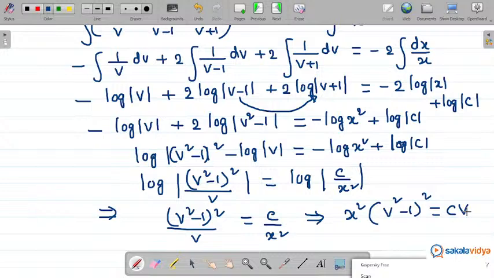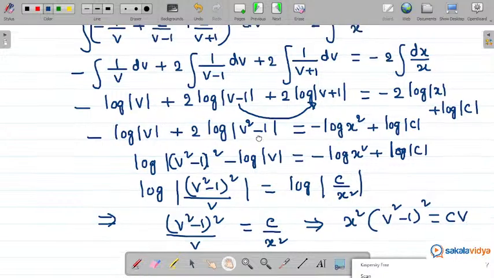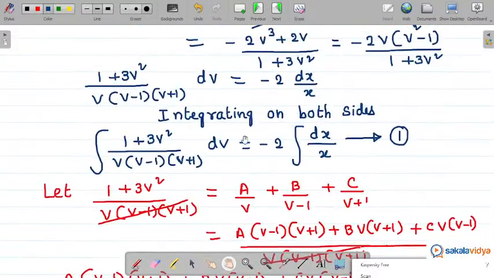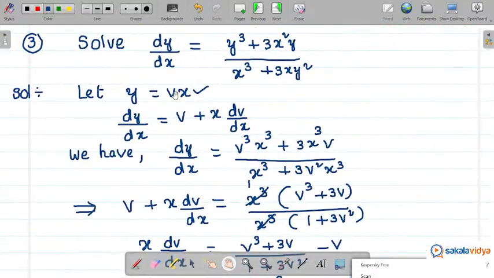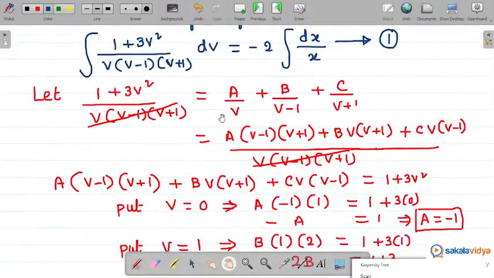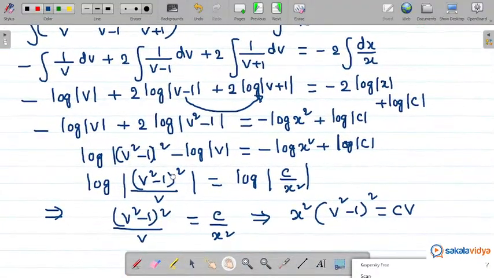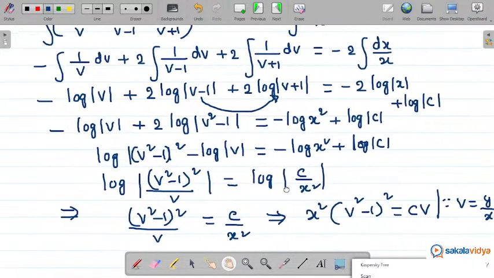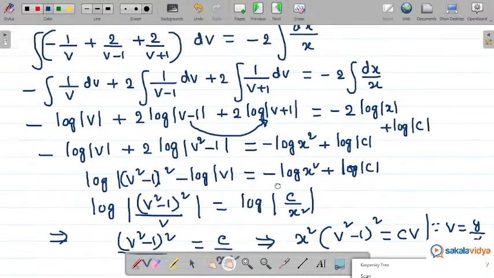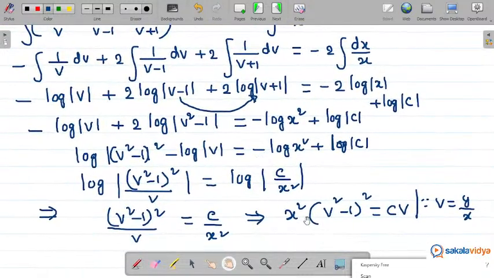But what is v? That we need to substitute. So what is v? You can check it. See, v is equal to y by x. So let us substitute here, v is equal to y by x. Right, now let us move to the next page. X square into v square, in the place of v substitute y by x.